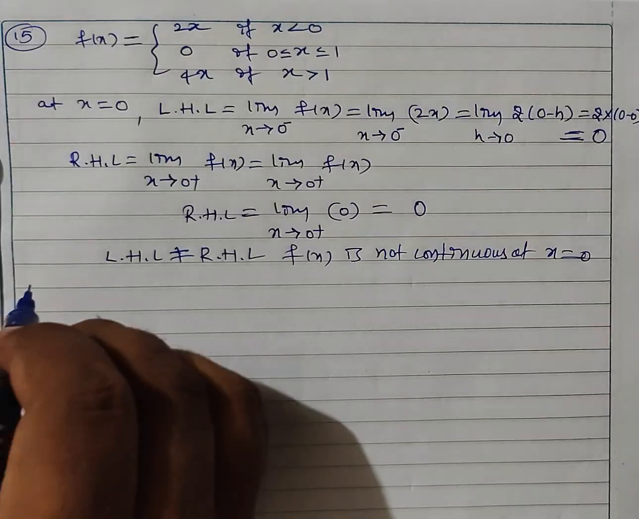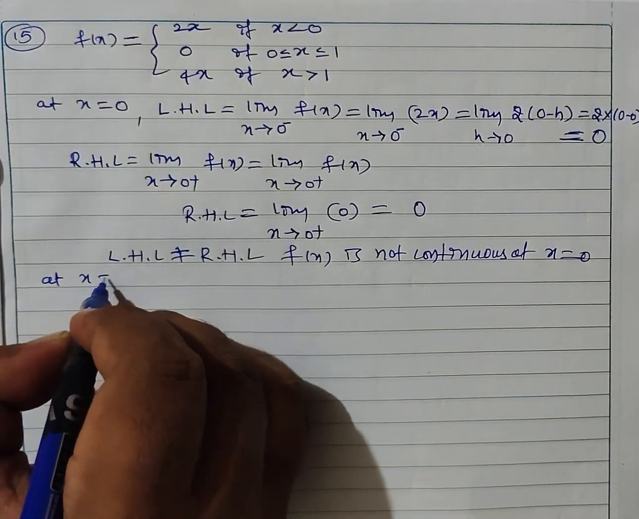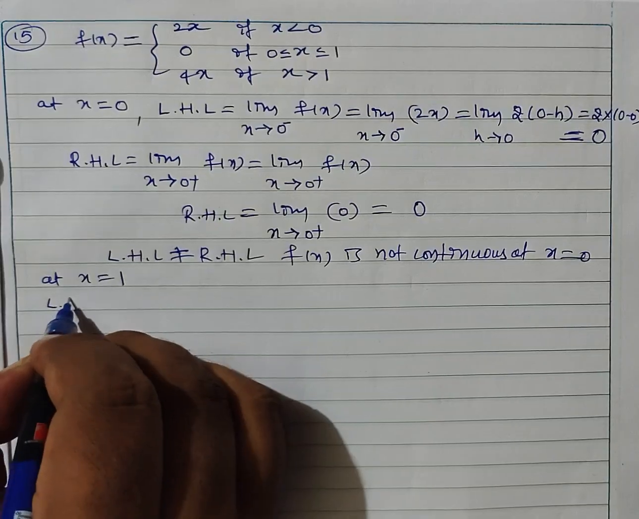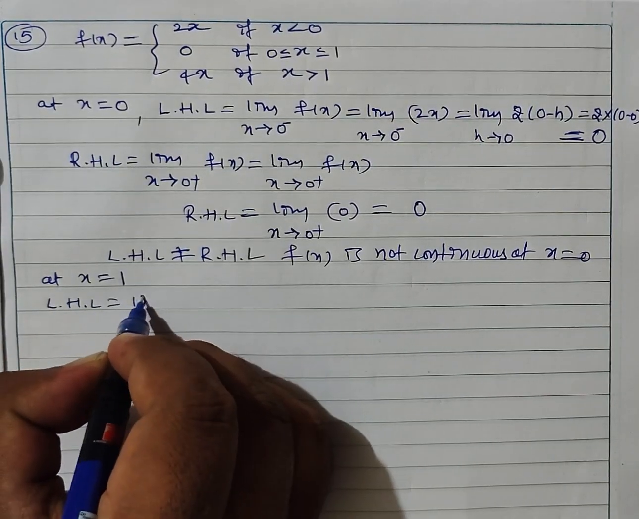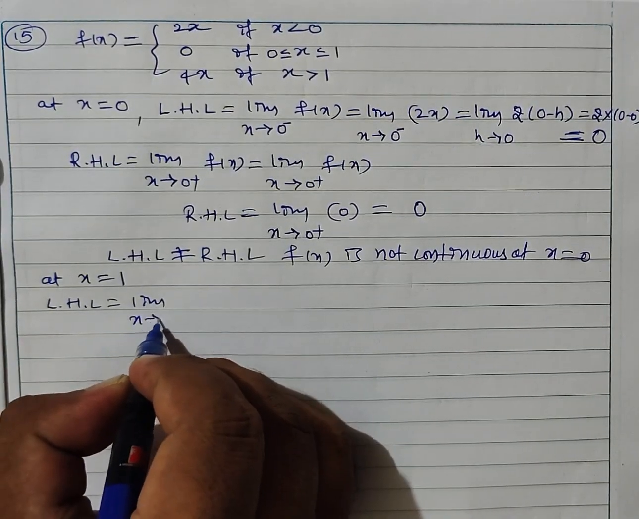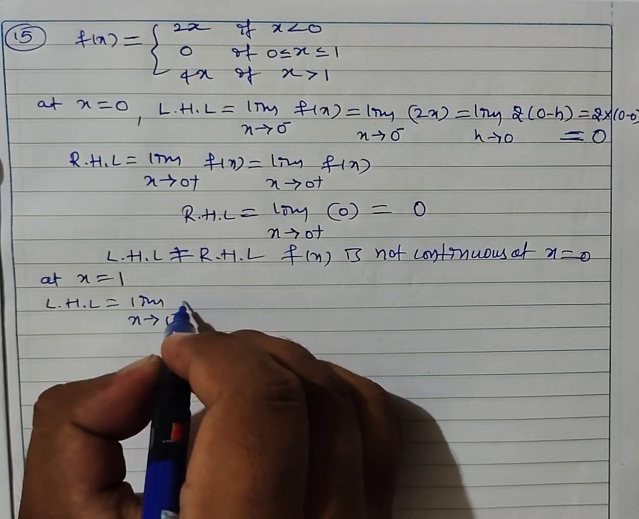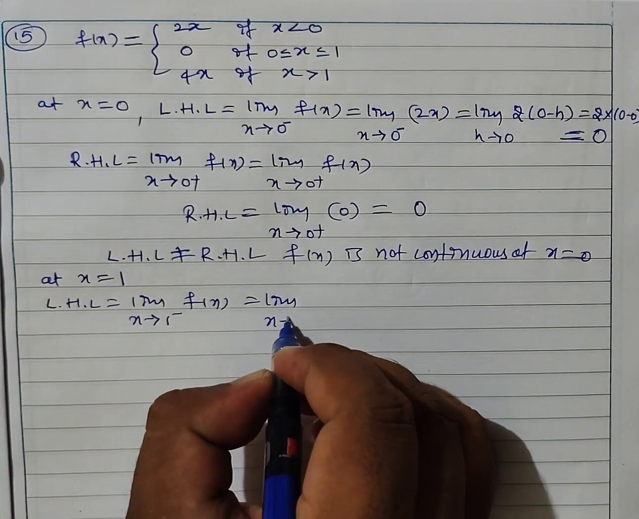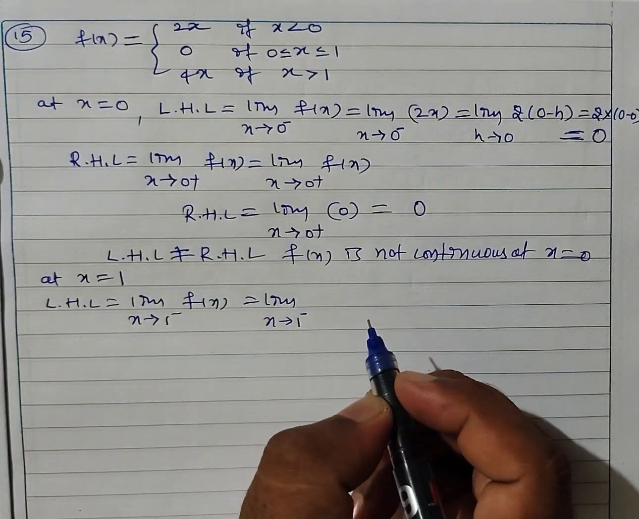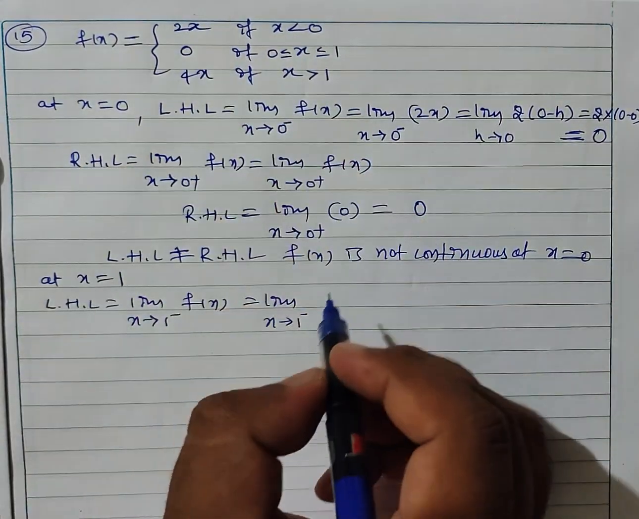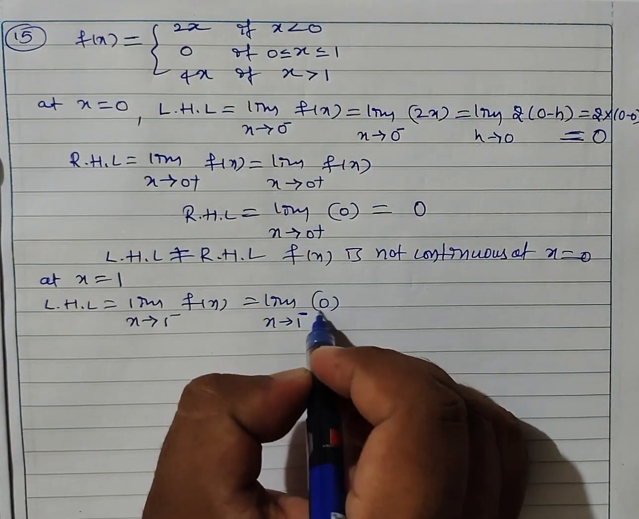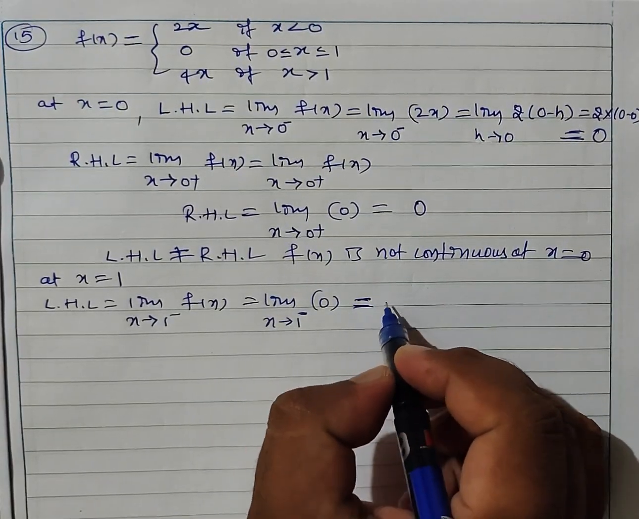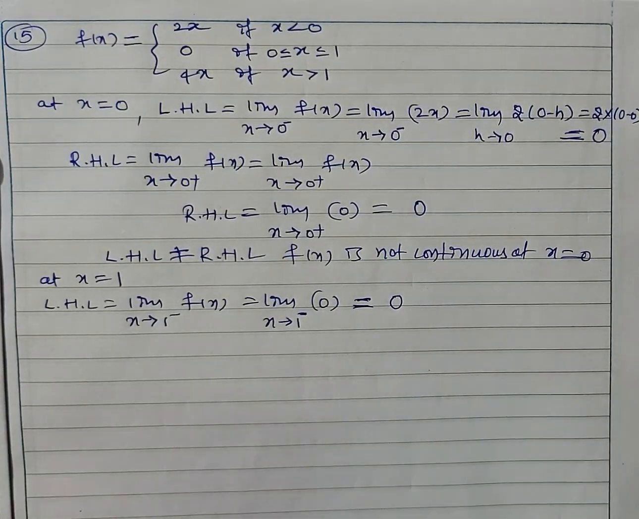Okay. So next, at x is equal to 1. Find the left hand limit. Left hand limit is equal to limit x tends to 1 minus f of x. 1 minus means what? Less than 1. So for less than 1 the function is 0. So limit of the constant 0 is 0. Okay. Left hand limit is 0.